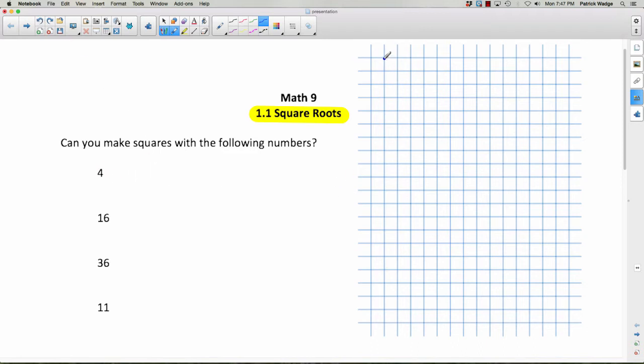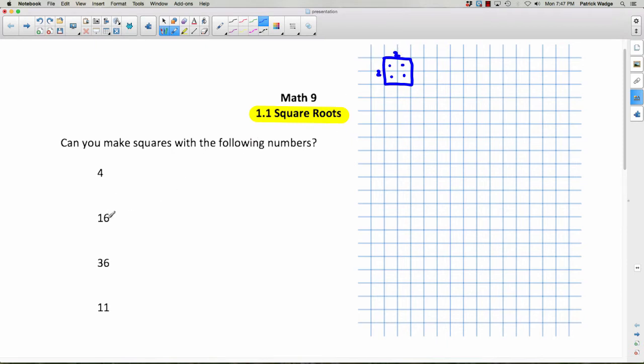Yeah, you can do that, right? You go like this. There's a square, and it has 1, 2, 3, 4 little squares in it. Now, how big is each side? This side, the length is 2, and this side, the length is 2.